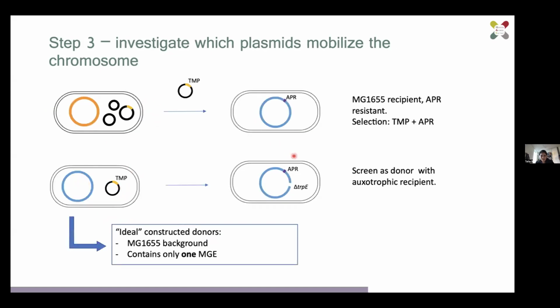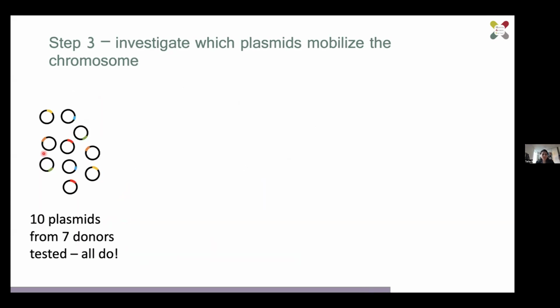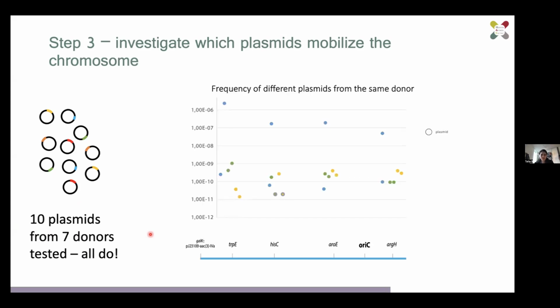Through this method, we isolated as many plasmids as we could from the clinical collection, and we got in the end 10 plasmids from 7 donors. We tested all of them, and it turns out that all of them were able to mobilize the chromosome. As long as they're conjugative, they can mobilize the chromosome.